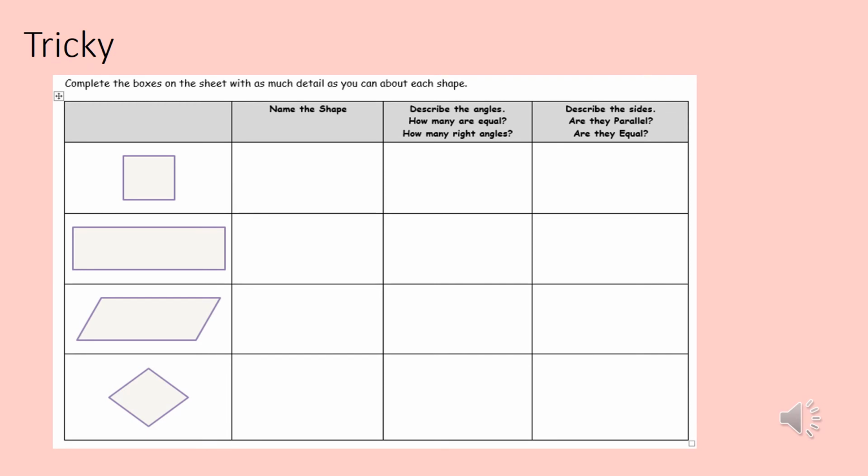For tricky, you can draw the table in your books, or if you're able to print it out, you can write on the sheets. So what you need to do is complete the boxes on the sheet with as many details as you can about each shape. So you've got a square, a rectangle, a parallelogram, and a rhombus. So if you need to go back and watch the properties of the slides again, you can.